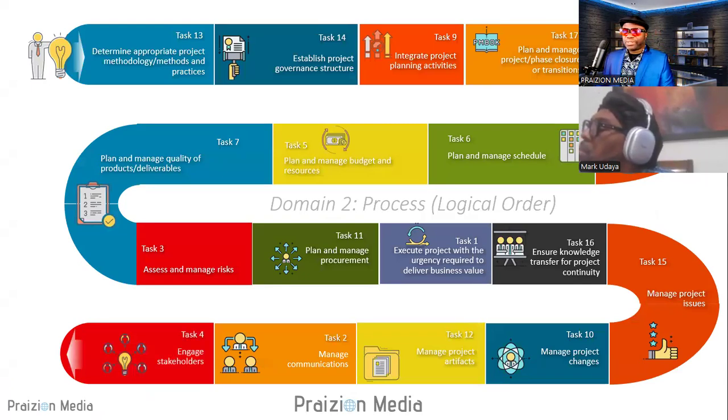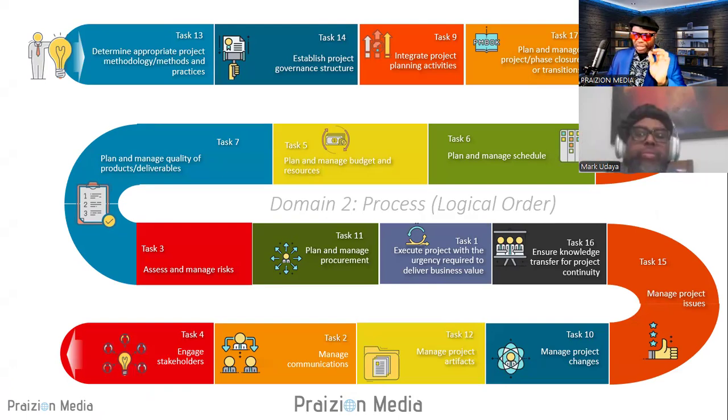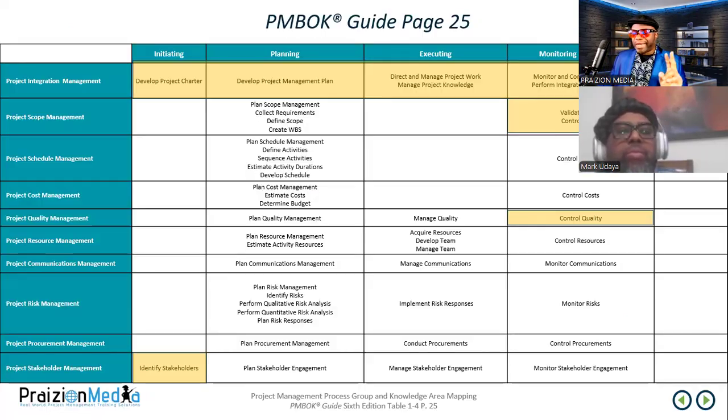The final one for process is engage stakeholders. And engaging stakeholders means bringing them in at the right time, keeping them engaged. I'm giving you two challenges. Challenge number one, know this table. No ifs, ands, or buts about it.